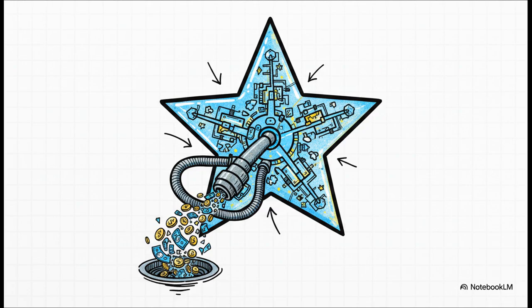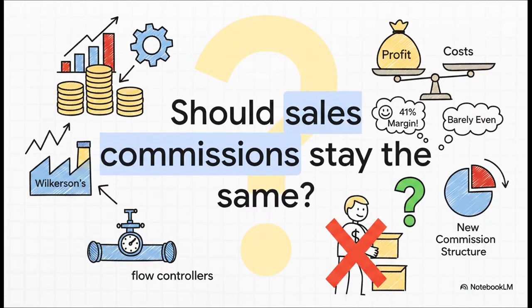Once it's fully implemented, Wilkerson discovers those custom flow controllers are consuming way more engineering resources than traditional accounting showed. They are drastically more expensive to make. Suddenly, that supposed star product with the 41% margin turns out it might actually be the black hole draining the company's resources. I'll leave you with this final thought for our explainer today.